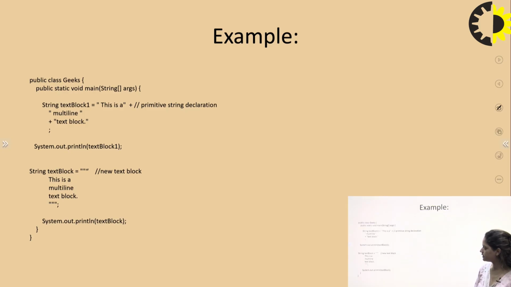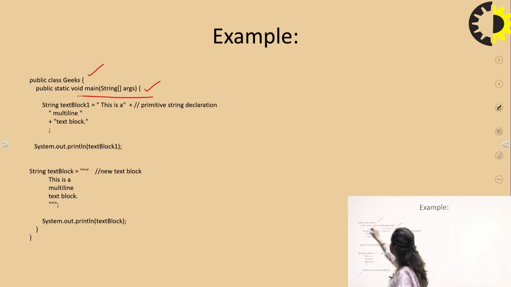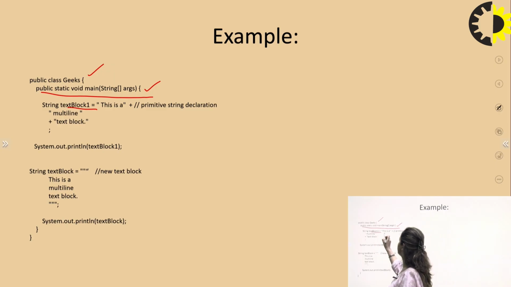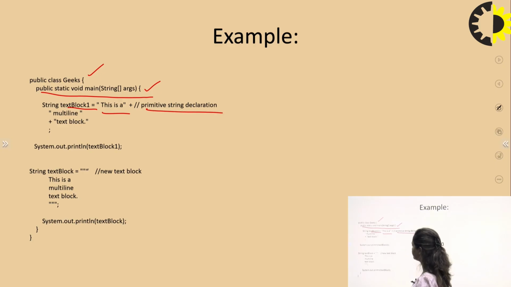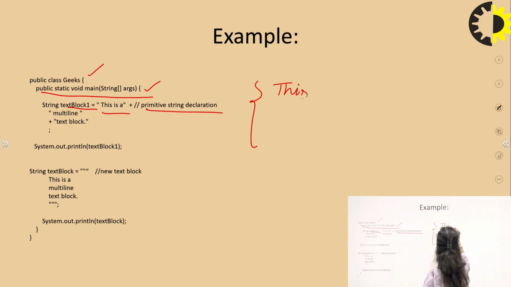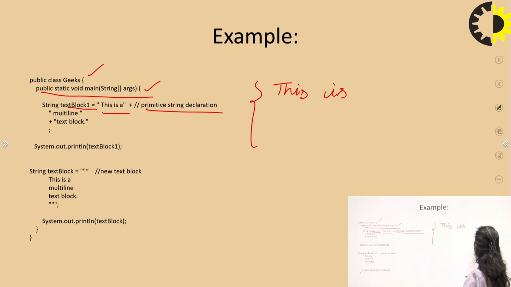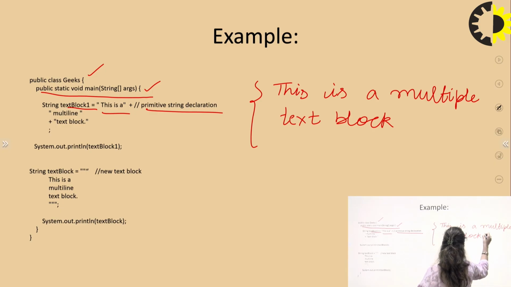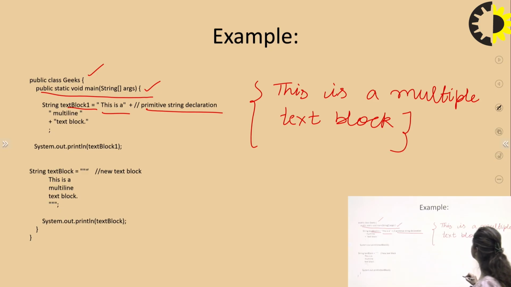So this is the example for the text block. Here we are taking a class Geeks and then a main method. After the main method, we are creating a text block variable, and here we are commenting it as the primitive declaration of a string. So if I want to write this statement, this is a multiple line text block, I want to insert this particular string in my code.